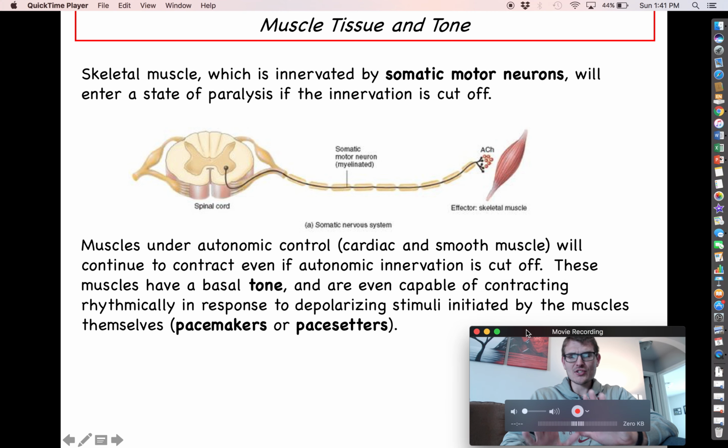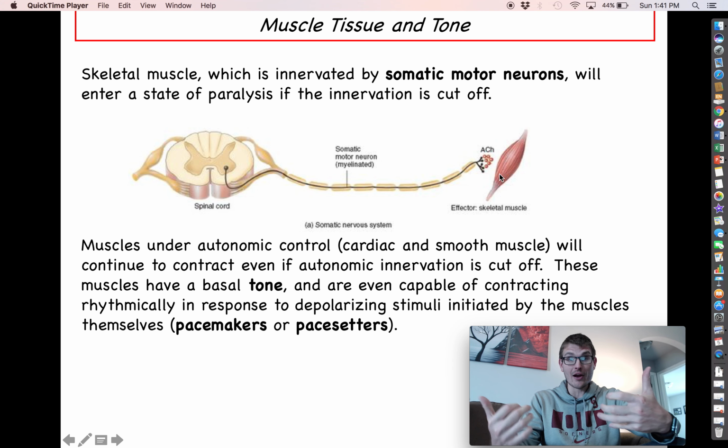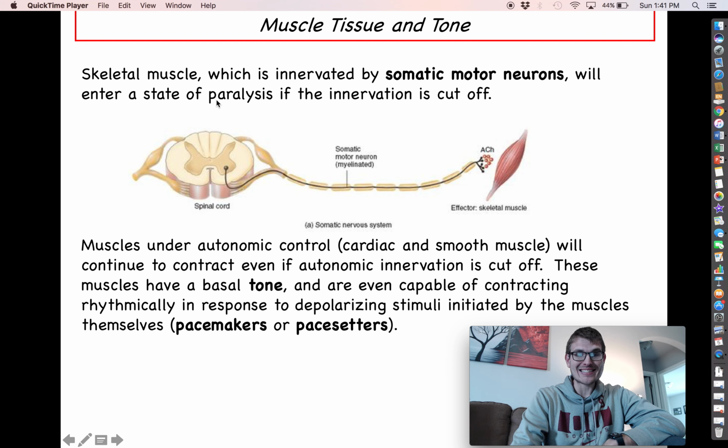So here's how things are different as opposed to our types of muscle that are under autonomic control, meaning cardiac and smooth muscle. We just said how skeletal muscle will only contract if it receives a message from a somatic motor neuron. So picture this for a second. What if we completely severed that axon that you see right here? If we sever that axon, there is now no way for this skeletal muscle to receive stimulation. So therefore, we would say that it enters a state of paralysis if we cut off its ability to receive efferent message from the nervous system.